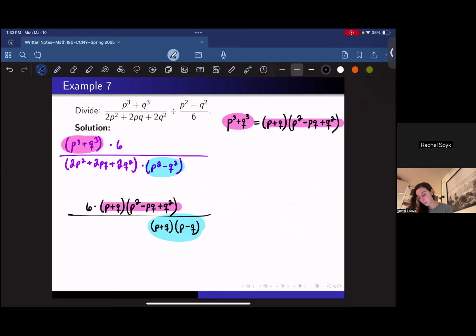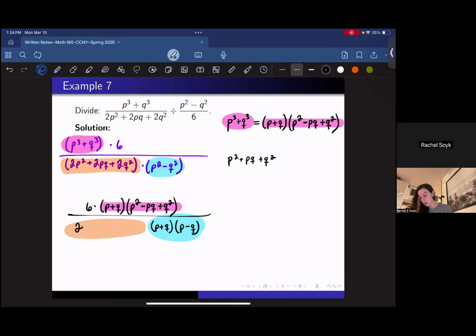And then finally, maybe I'll highlight that last thing in the denominator in orange. We can factor that out. We can first pull out a greatest common factor, right? We could pull out a 2. And when we do pull out a 2, we're left with P squared plus PQ plus Q squared.